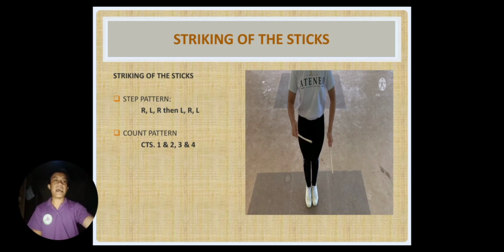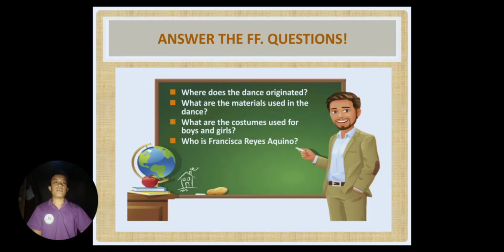Next, we have, after we have discussed the nature and background of the dance, the basic dance steps, the costumes, and the skill, such as the striking of the sticks, I want you to answer the following questions. So anyone can answer these questions voluntarily, or you can raise your hand if you want to answer the question. So number 1, where does the dance originate?